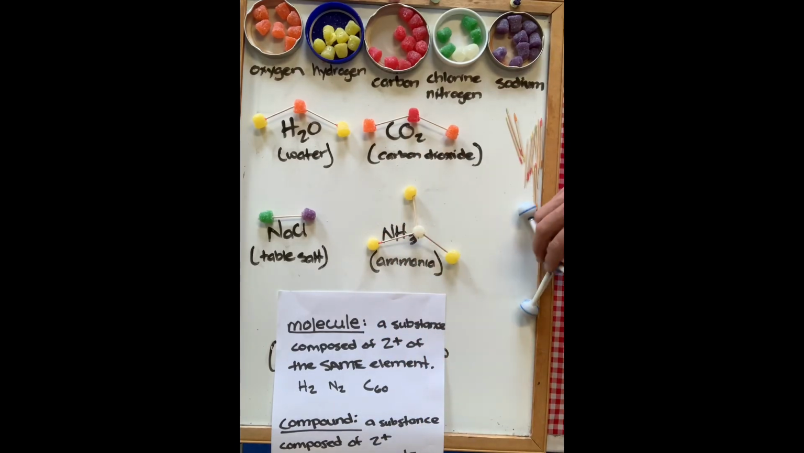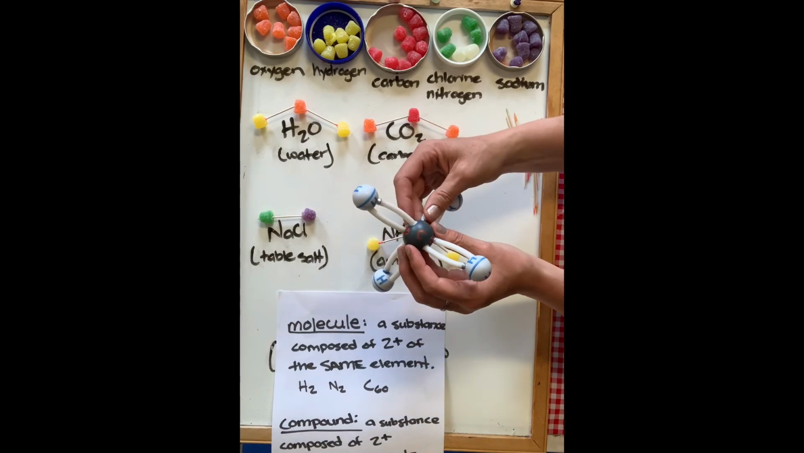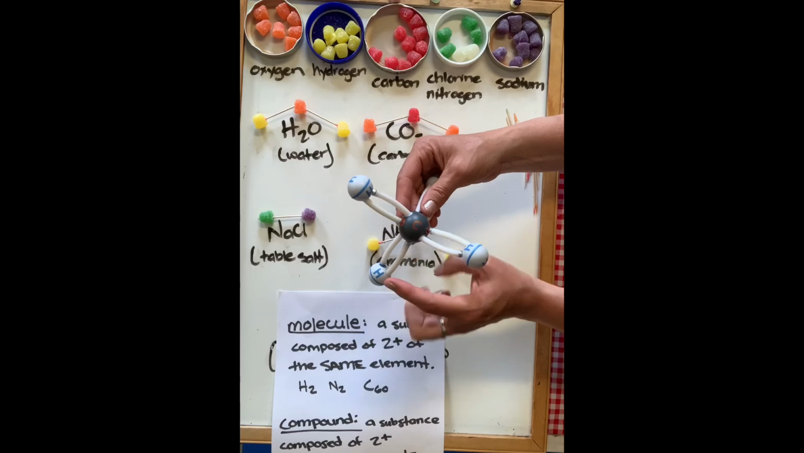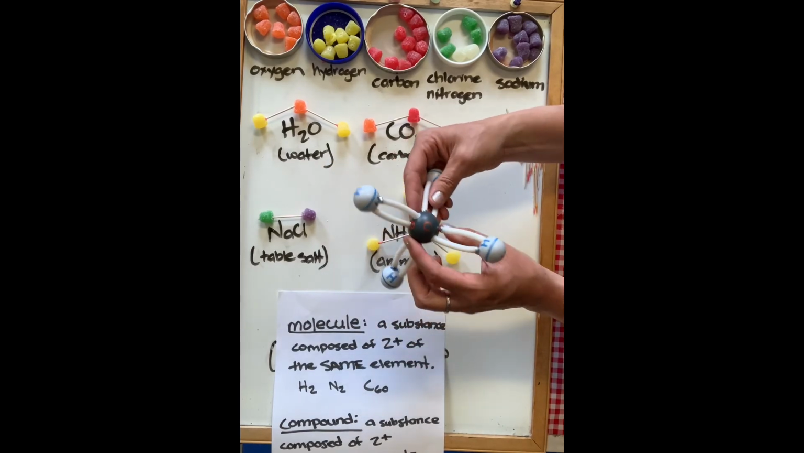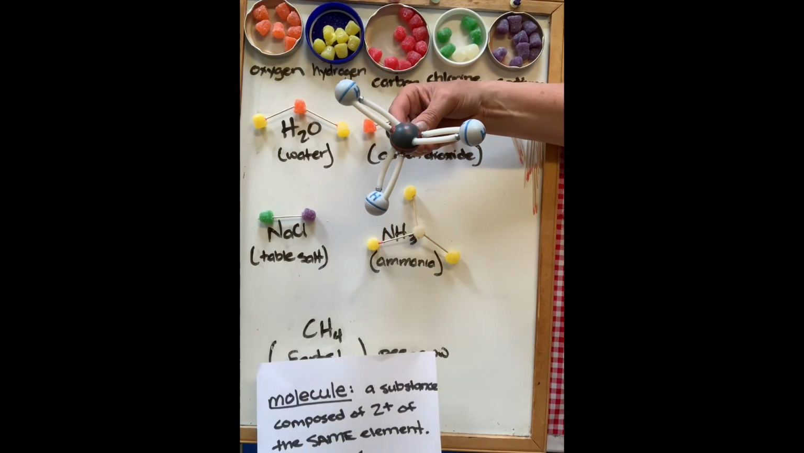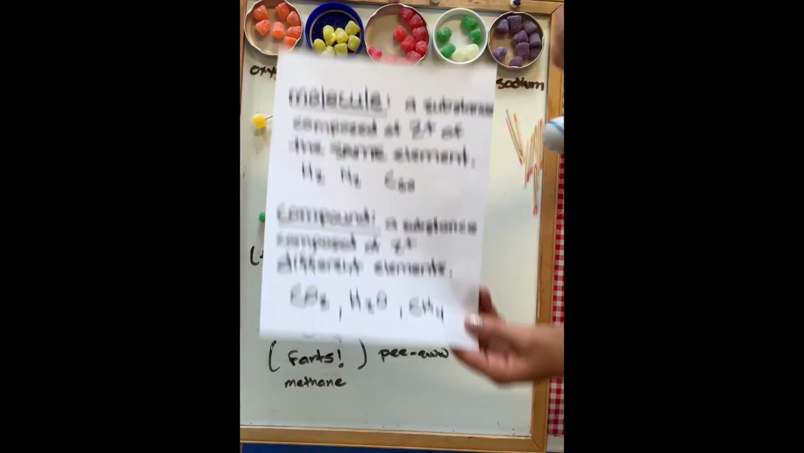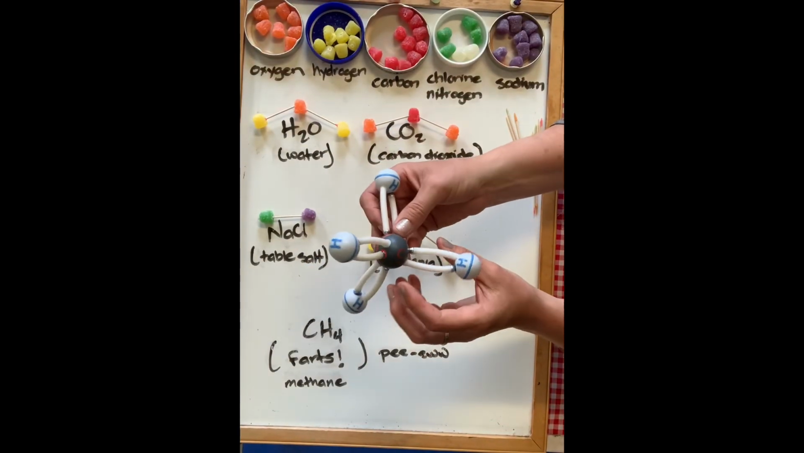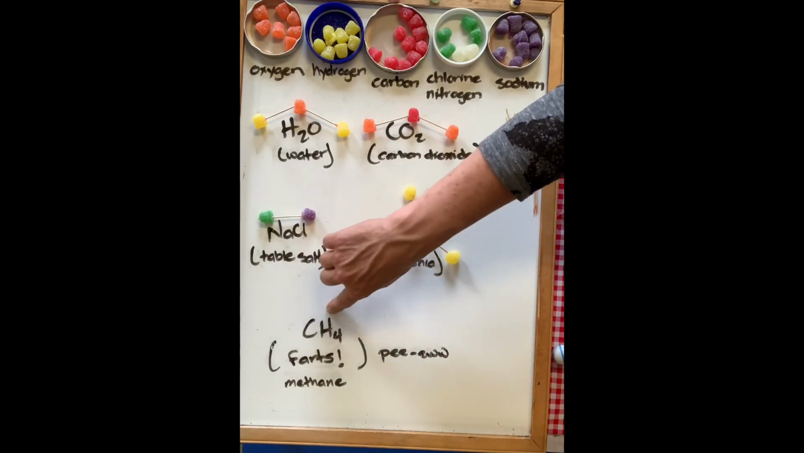And now my favorite one of all, which hopefully will become your favorite, is the famous CH4. What is CH4, you ask? Well, it's 1 carbon and 4 hydrogens. But what is CH4? It is your farts. So, yep, believe it or not, your farts are called methane gas, and this is what it looks like. Let's see if you guys can make a CH4.